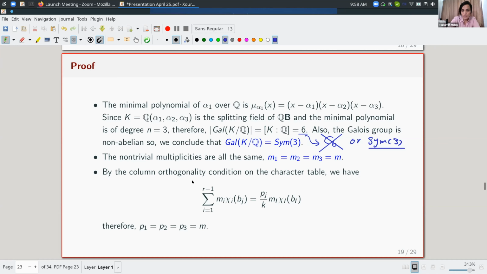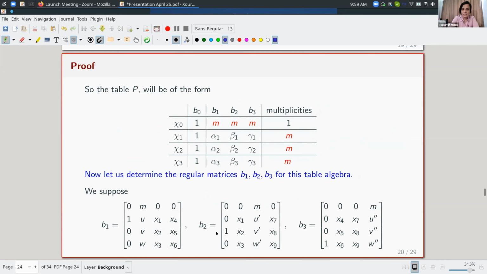And then by the column orthogonality condition, we have this relation that leads to this identity: the degree of each matrix element must be equal to n. We need to do some computation here to arrive at this identity. So in fact, the character table will be of this form. We have the same multiplicities and the same degrees for each basis element.